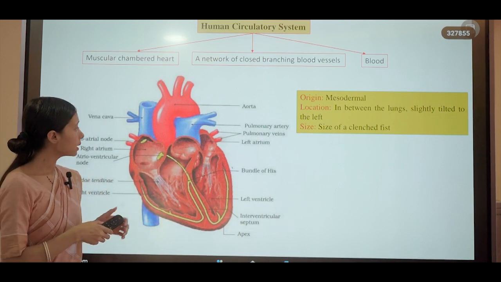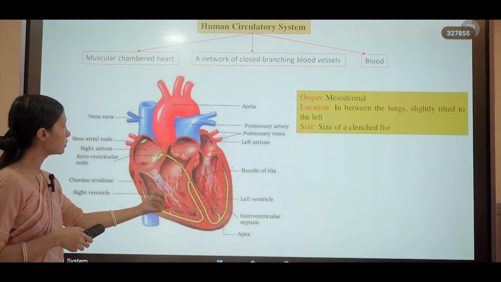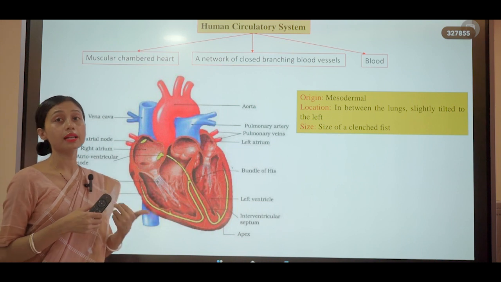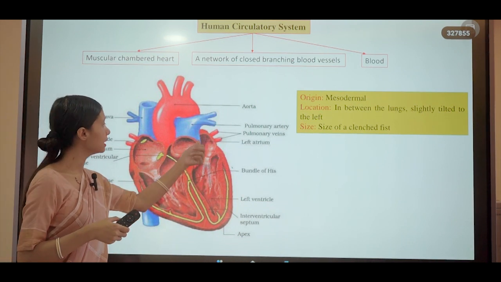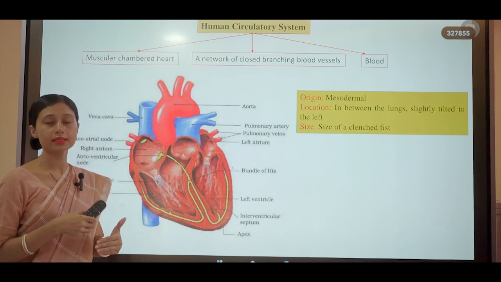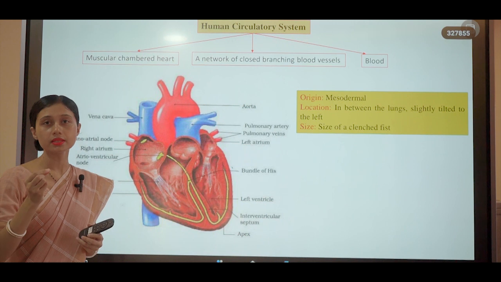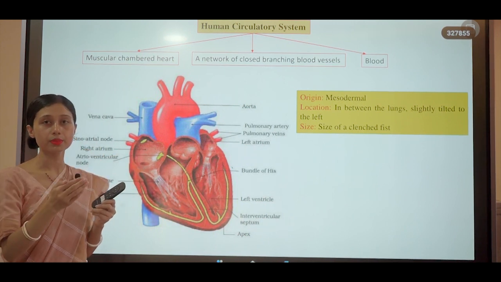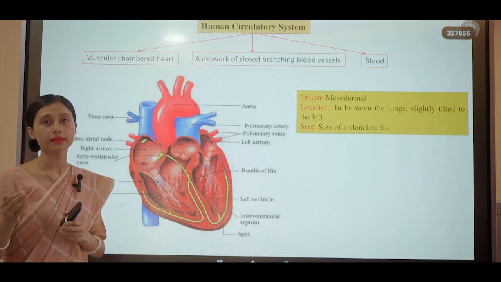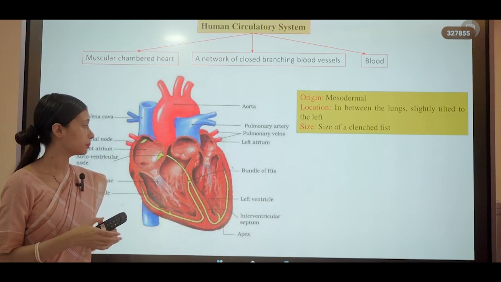The opening in between the right atrium and right ventricle is guarded by a valve, the tricuspid valve. And the opening of the left atrium and the left ventricle is guarded by another valve which is called the bicuspid valve. You just remember 2 words, right and left. Right means right atrium, tricuspid; left means left atrium, bicuspid. This bicuspid valve is also known as the mitral valve.